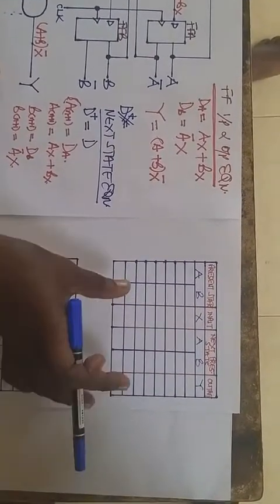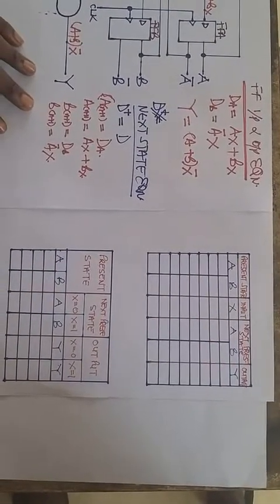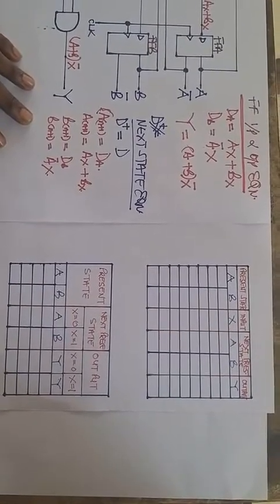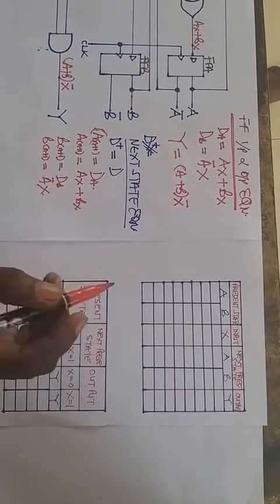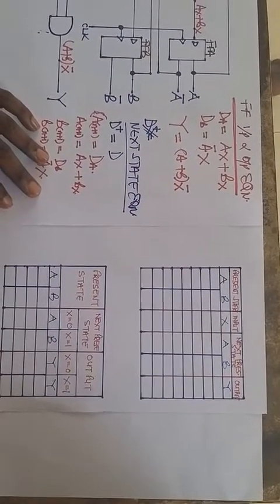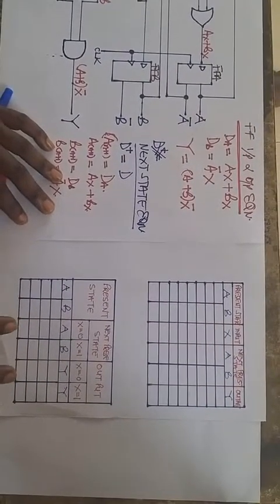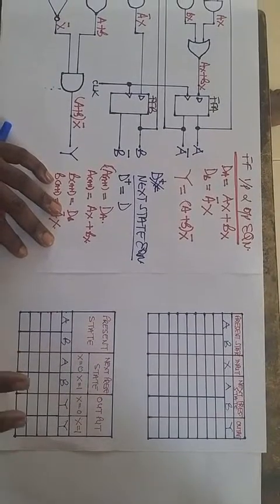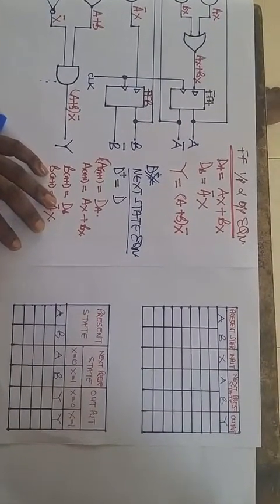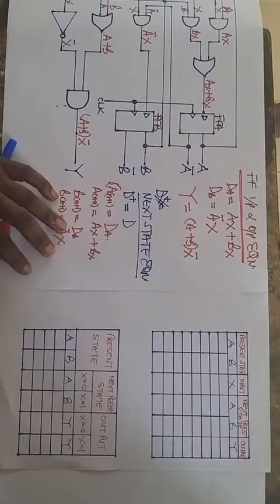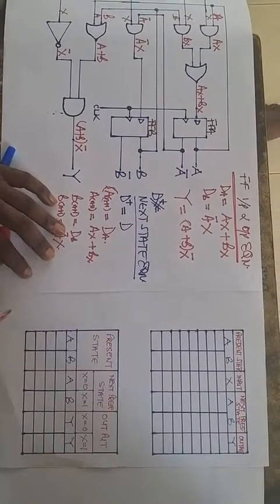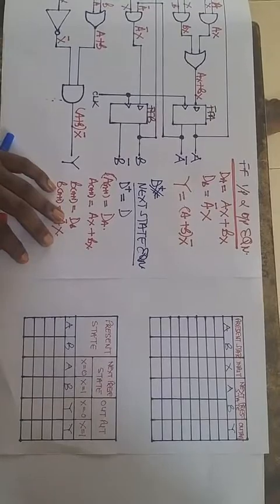Now I have drawn the table. You can see two types of table here. We have two ways of drawing the state table: the one-dimensional state table and the two-dimensional state table. I'm going to teach you both, and the choice is yours. Whichever of the two is easier for you, you take it. But for me, I will show you both, either the one-dimensional or the two-dimensional state table.